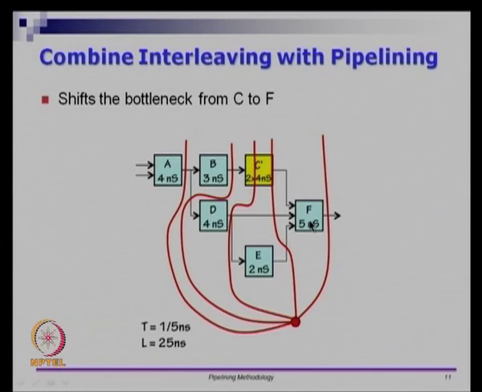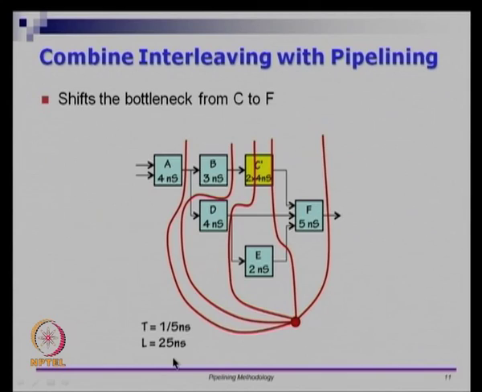F is now 5 time units, so the throughput will become 1 by 5 nanoseconds, and because you are going to put matching pipeline registers, in this example there are 5 of these red lines, which means the pipeline stages is 5. So 5 into 5 nanoseconds is 25 nanoseconds. So the earlier latency was 24 nanoseconds, now it is 25 nanoseconds, but the throughput is 1 by 5 nanoseconds.